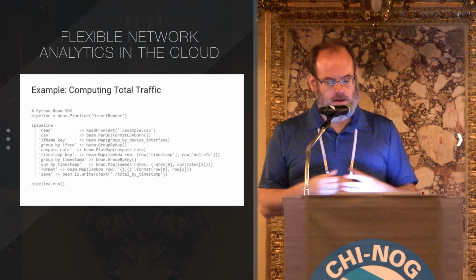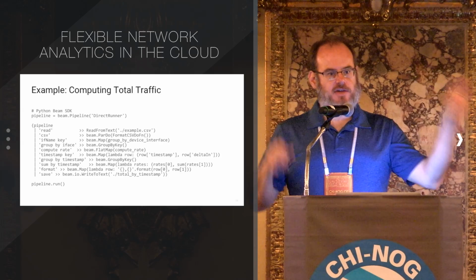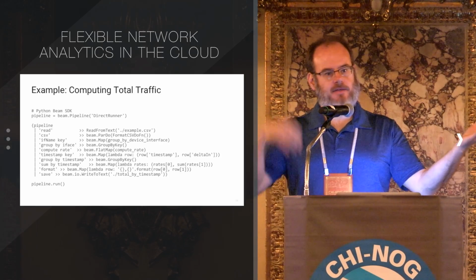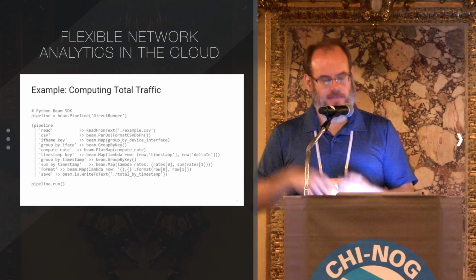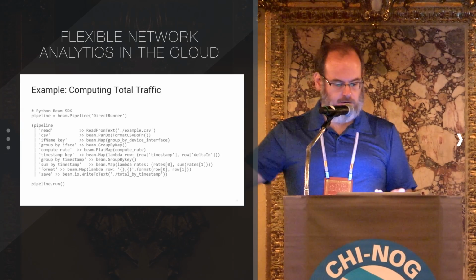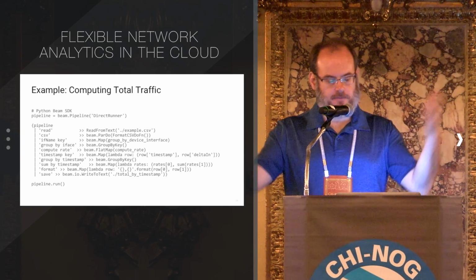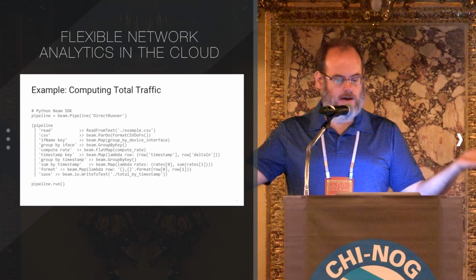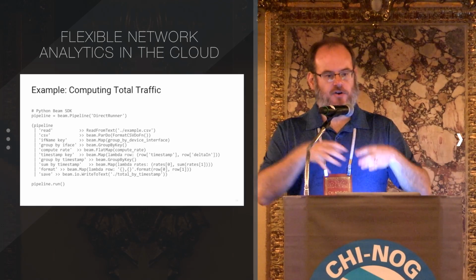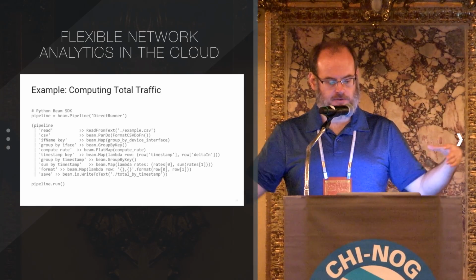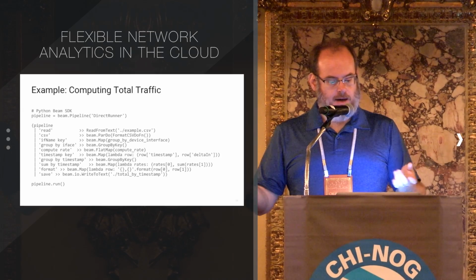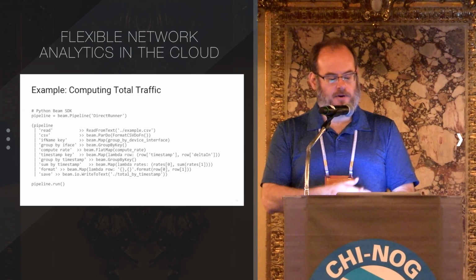So the next step takes that object and turns it into a key value pair. It extracts the device name and the interface name, uses that as a key, and then puts that whole object as the value. And then we're able to run this group by operation using the Beam group by key, which will basically cluster all of the things with the same key to the same set of workers, and then we get to the point where we can actually compute our rates.